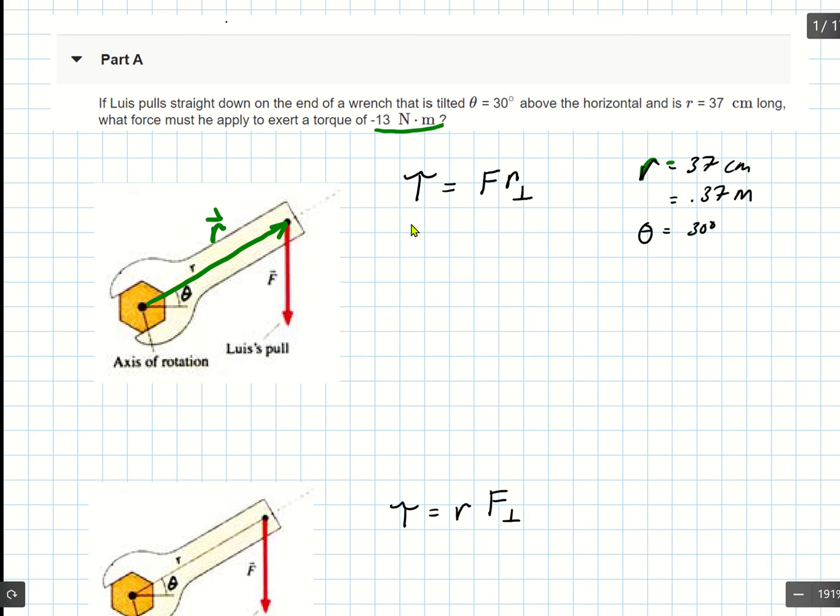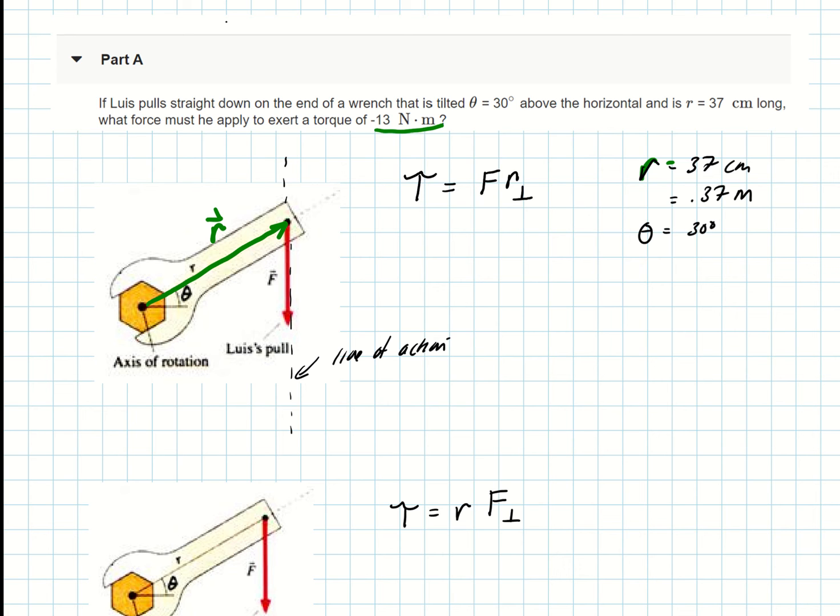Okay, so the first way we're going to solve it is we're not going to mess with force. Force is what it is. That's what we're going to solve for. But we want to get the component of the r vector that's perpendicular to the force. And the way you do that is you draw your line of action. It's just a line that's oriented in the direction of the force.